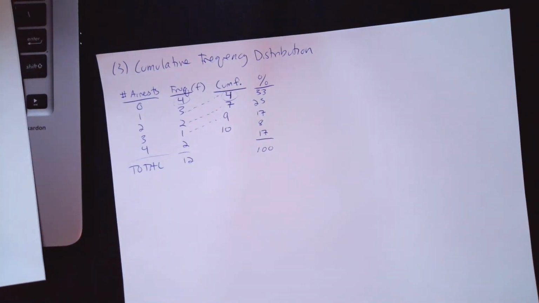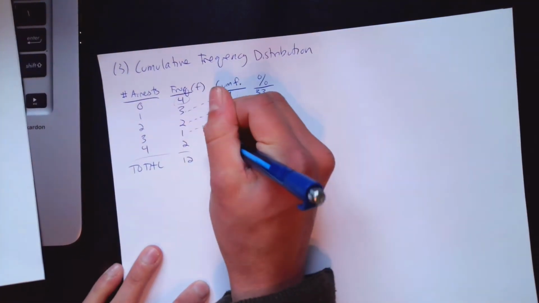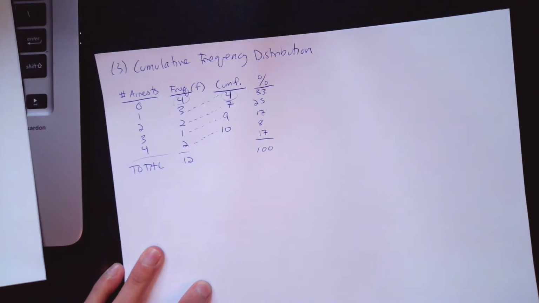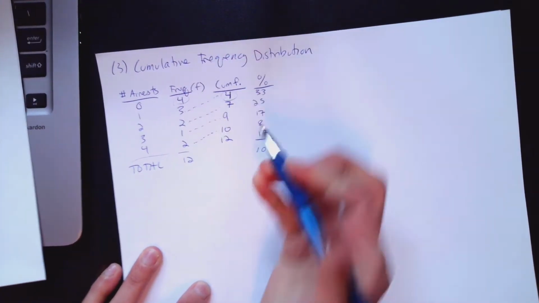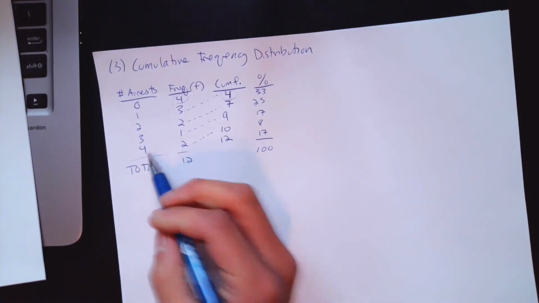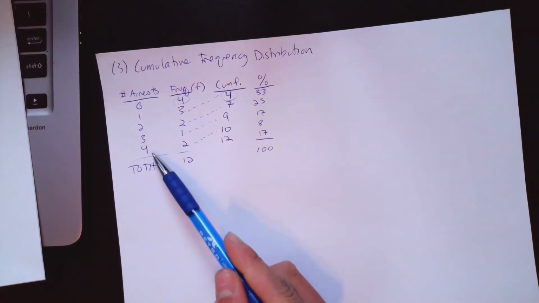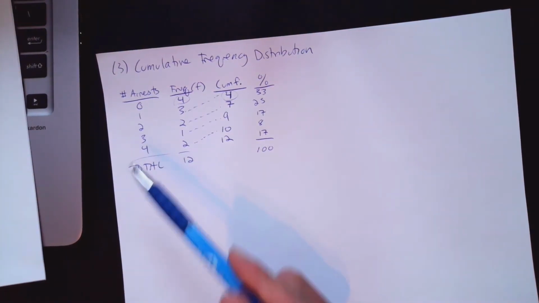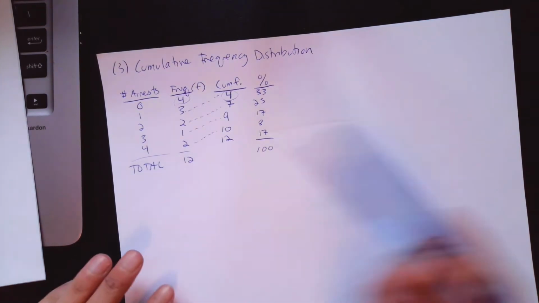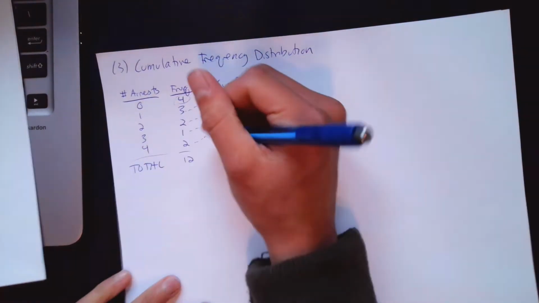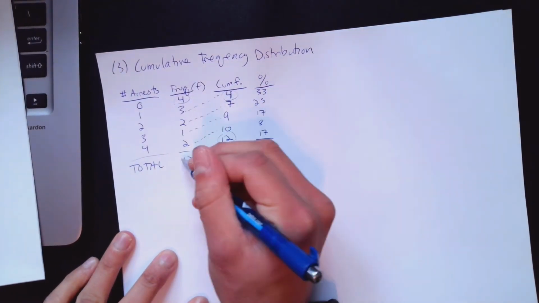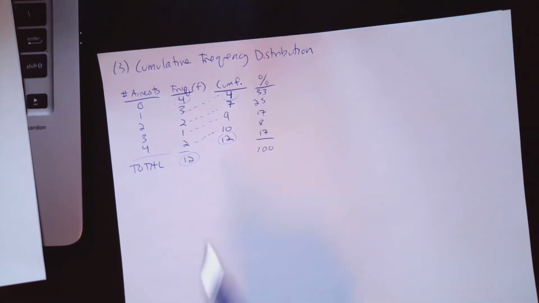Finally, we're going to do one last bit of diagonal addition to get a cumulative frequency of 12 for 4 arrests. So this means that 12 people in our sample have 4 or fewer arrests. And this should make sense because we know that nobody has more than 4 arrests, and there are 12 people in the sample, so everybody in our sample has 4 or fewer arrests.